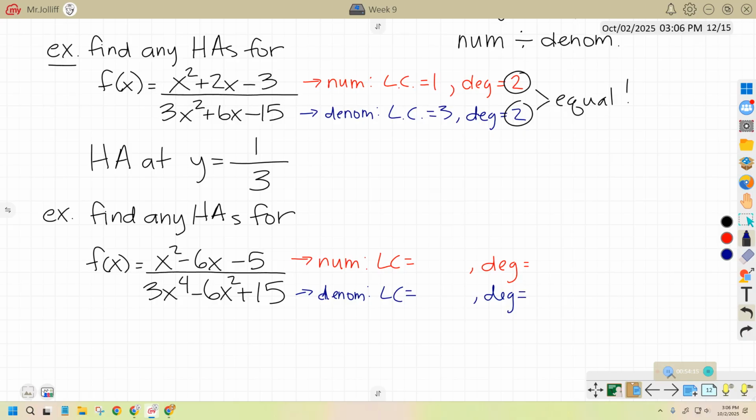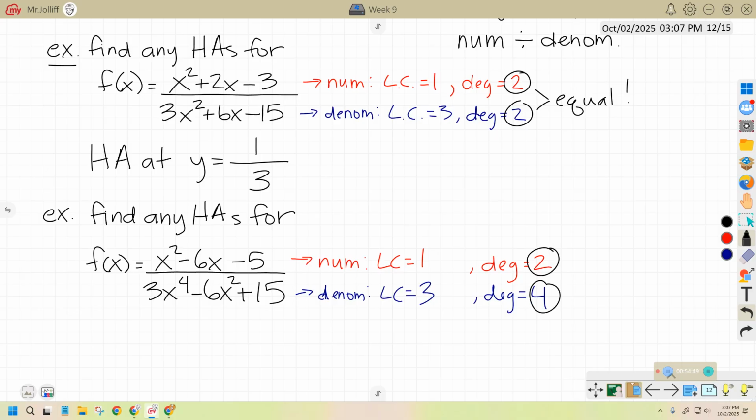So we'll start with the leading coefficients. Julie, what is the leading coefficient in the numerator? 1. Perfect. What's the leading coefficient in the denominator? 3. Perfect. That looks very familiar. Jackie, what's the degree of the numerator? 2. Good. Degree of denominator? 4. Perfect. First 2 steps are done. Happy face. Third step, we compare.